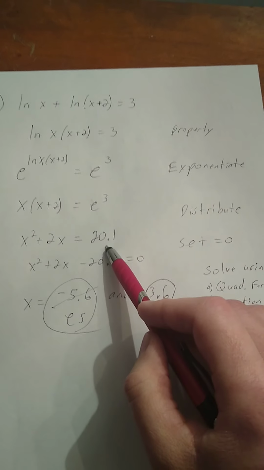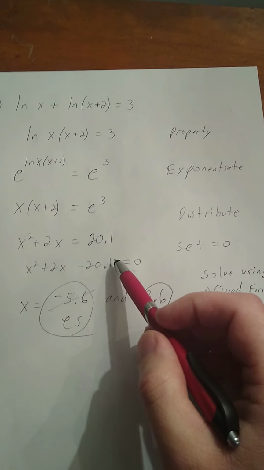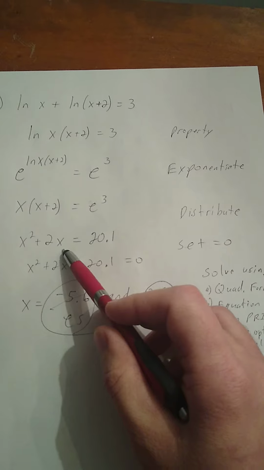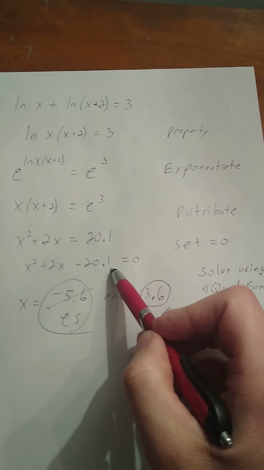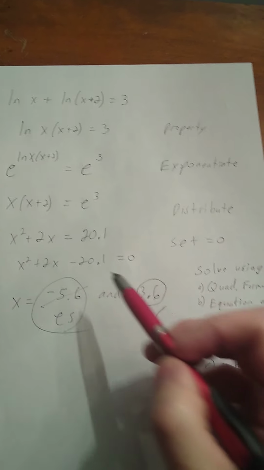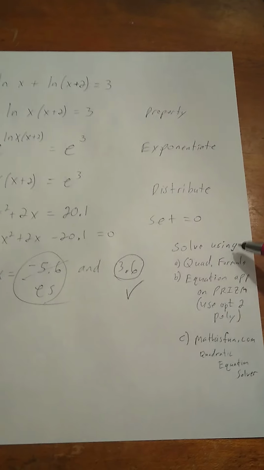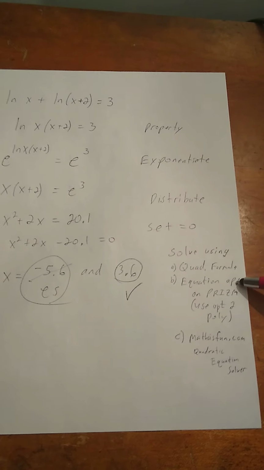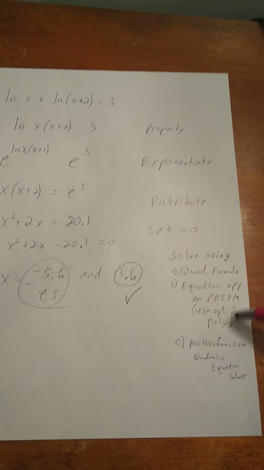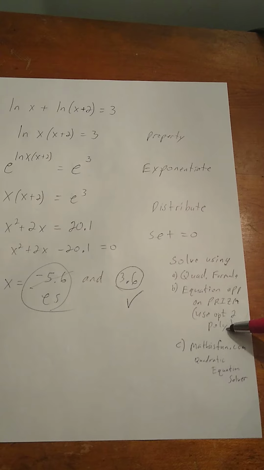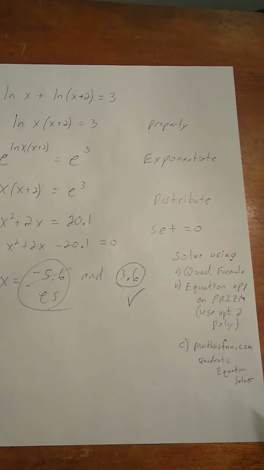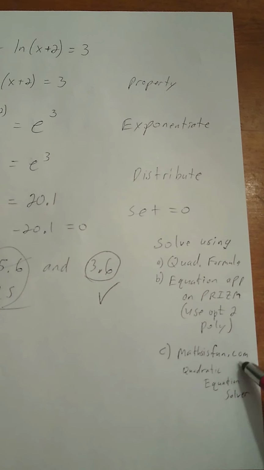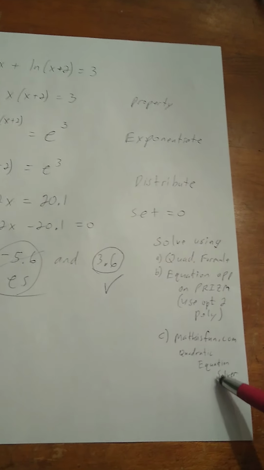E to the third is about 20.1. It is a quadratic, so I need to set it equal to 0 to solve. So I'm going to minus 20.1 over, so that it's equal to 0. Now, I can't solve that with factoring. I'm going to give you 3 options here. You can use the quadratic formula. You can use the equation app on the Prism, option 2, polynomial. Or there are several good equation solvers online. One of them is mathsisfun.com, which has a quadratic equation solver.